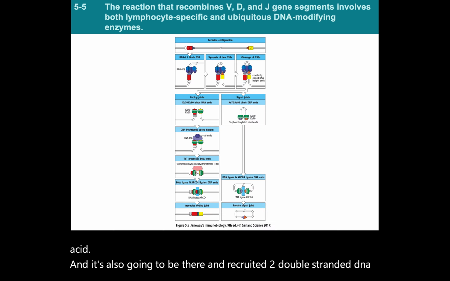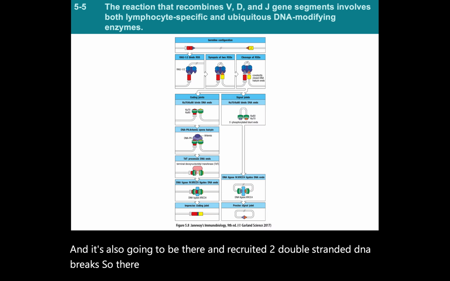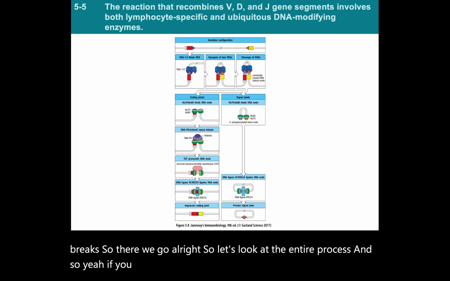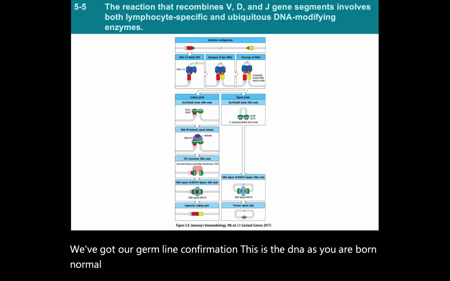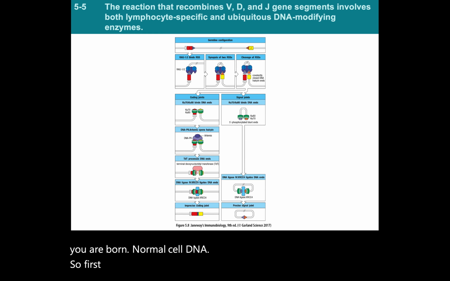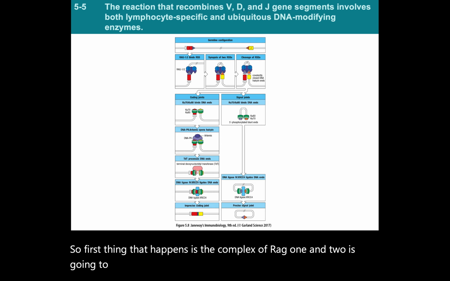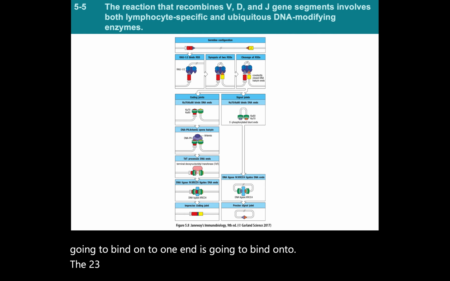So there we go. All right, so let's look at the entire process and see if you can follow this through. We're going to start out up here at the top. We've got our germline conformation. This is the DNA as you are born, normal cell DNA. So first thing that happens is the complex of RAG1 and 2 is going to bind on to one end. It's going to bind on to the 23 nucleotide spacer end, if I remember correctly.